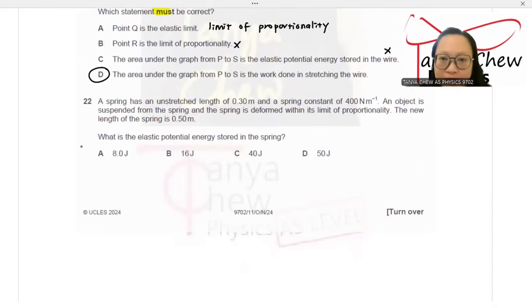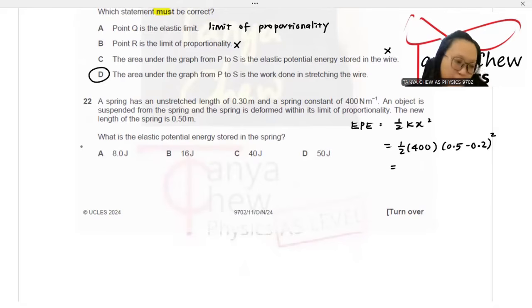So elastic potential energy, EPE, I am using half kx squared. So the spring constant is 400 and the extension, I have to take 0.5 minus 0.2. Final length minus original length, and I have to square it. Remember to square it. So you should get 8.0 joules. A is the answer.